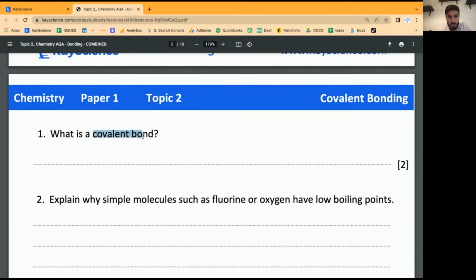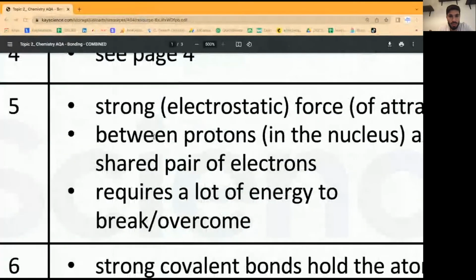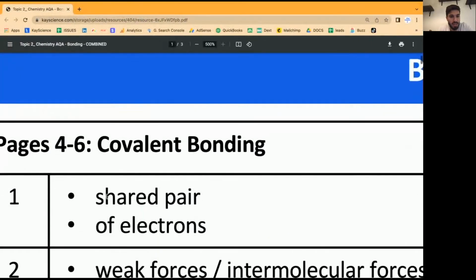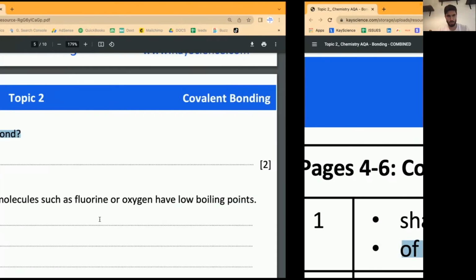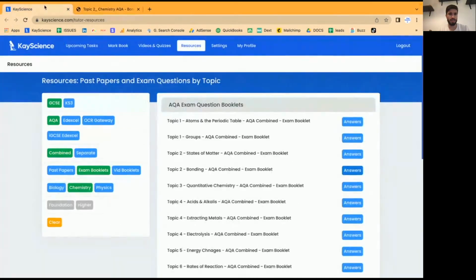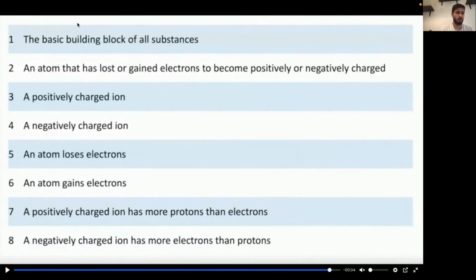So what is a covalent bond? Well, I'm going to go through the answer to begin with. And the answer is, all you need to write is a shared pair of electrons. That is literally it, a shared pair of electrons. If you say a covalent bond is a bond between non-metal atoms, that is wrong. You will not get that correct. You can't say that. That's not a definition for what is a covalent bond.